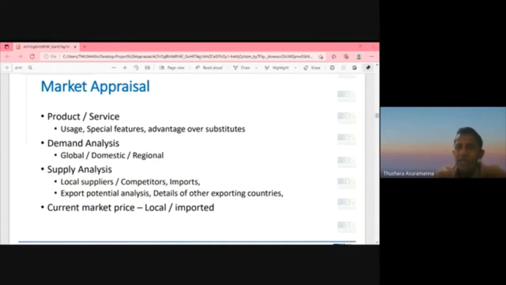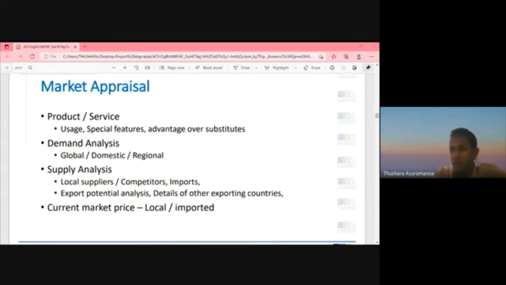Then you would say there is uninterrupted supply, with a supplier agreement for the next 3 years. This is the quality level. Compared to competitors, compared to local, I am managing. So then I can make the product to acceptable levels as per the standards. Then I am good at getting the supplies. That's supply analysis. Current market prices, local, imported.